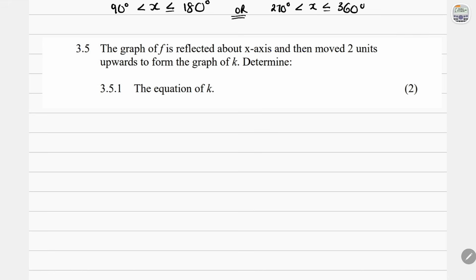Question 3.5 says the graph of f is reflected about the x-axis and then moved 2 units upwards to form the graph of k. Determine the equation of k. So this new graph of k of x, its equation, we will find it by taking the graph of f, and then we're going to reflect it about the x-axis and then move it 2 units up.